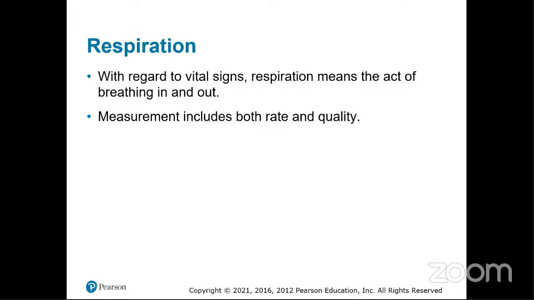It's the same thing. Are they taking a breath every 6 to 8 seconds? Is it a shallow breath? Is it a normal breath? Is it a deep breath? We're going to check for those things, okay?